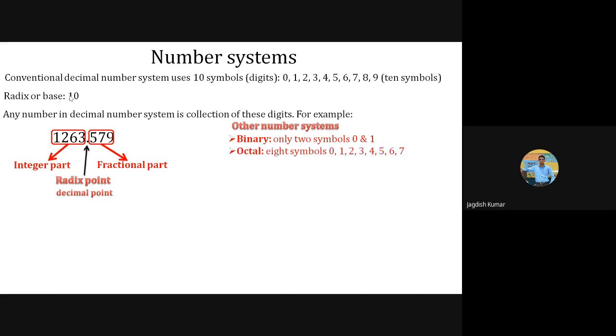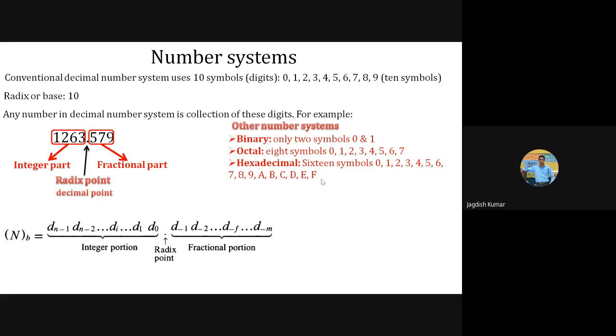Similarly, you may have an octal number system where the base will be 8, and the symbols are 0, 1, 2, 3, all the way up to 7. Similarly, you may have the hexadecimal number system, for which the symbols are 0, 1, 2, 3, and so on up to 9. That defines 10 symbols. Then you have to define 6 other symbols, taken from the alphabet: A, B, C, D, E, F. This represents the symbols for the hexadecimal number system. So the base for the hexadecimal number system is 16.